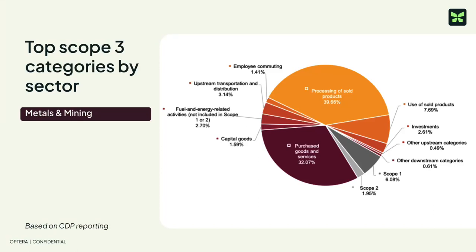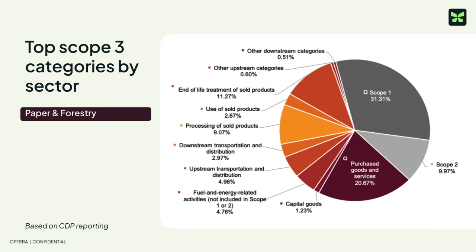In contrast, for companies in the metals and mining sector, purchased goods and services account for about 1/3 of total emissions, while 40% come from processing of sold products. And just to show one more example, companies in the paper and forestry sector have proportionally larger Scope 1 emissions. Purchased goods and services, while still the largest Scope 3 category, only account for about 20% of total emissions.